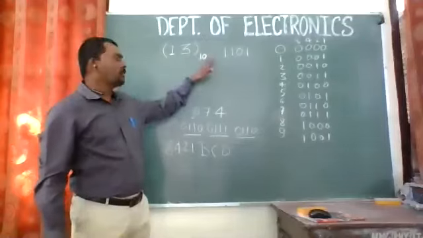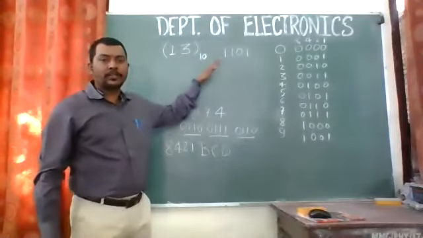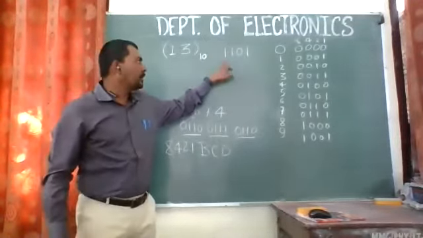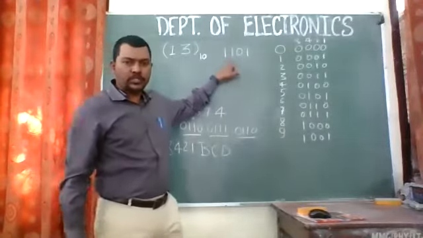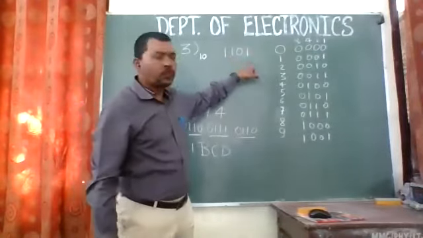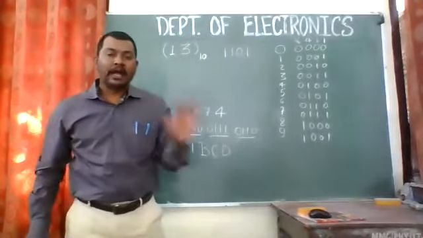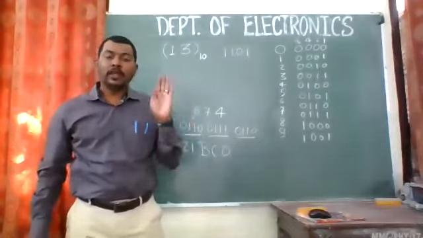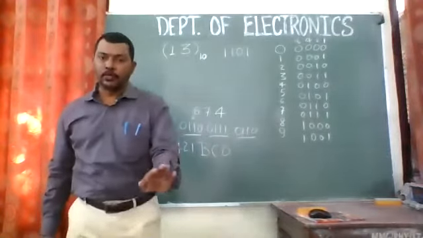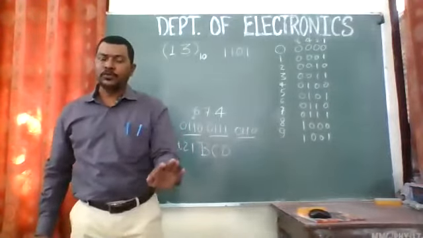It is absolutely correct as far as it is converted into binary. This is 8, this is 4. 8 plus 4 is 12 plus 1 is 13. Absolutely correct. But we are not talking about binary conversion. We are talking about 8421 BCD code. So in that, what do we need to do?